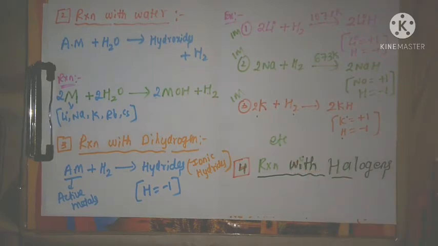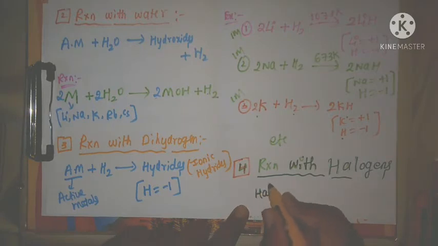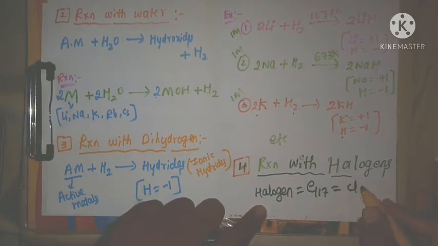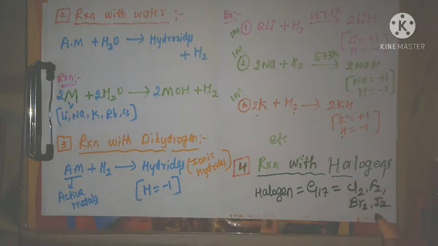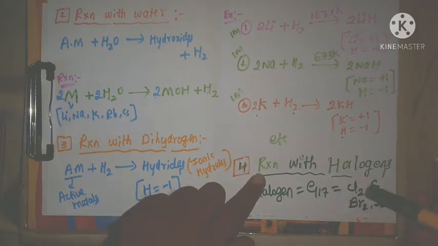We will discuss: halogens means which group? Halogens means group 17. What are the elements? Chlorine, fluorine, bromine, iodine. The actual order is fluorine, chlorine, bromine, iodine. They are called halogens. Now we will see how the alkali metals react with chlorine, fluorine, bromine, iodine, that is halogens.